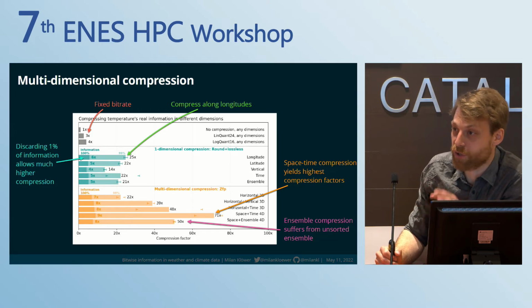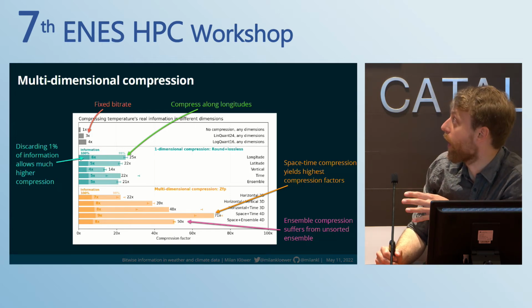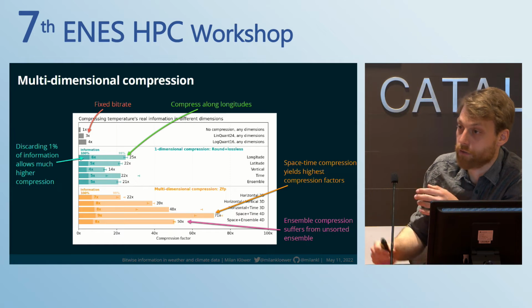Compressing along longitudes is usually a really good idea. And if you can, then combine, let's say, the horizontal dimensions together.